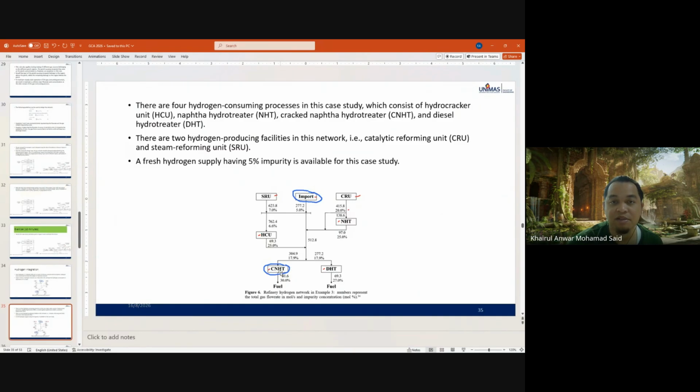These systems consume hydrogen. There are two hydrogen producing facilities. This one is the CRU, the reforming unit here. It produces 415, but the impurity is quite high, 50%. The other unit is SRU, 623, around 7%. And the fresh hydrogen supply, 5%. This is the best.